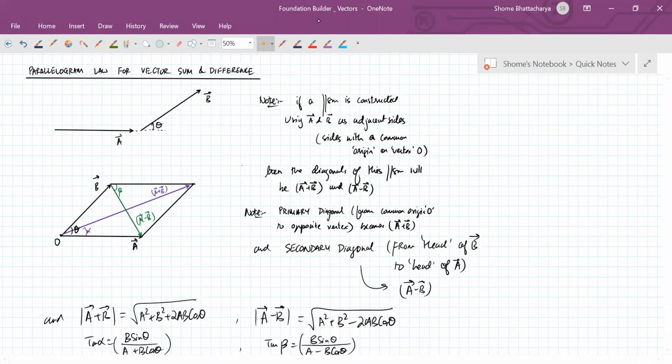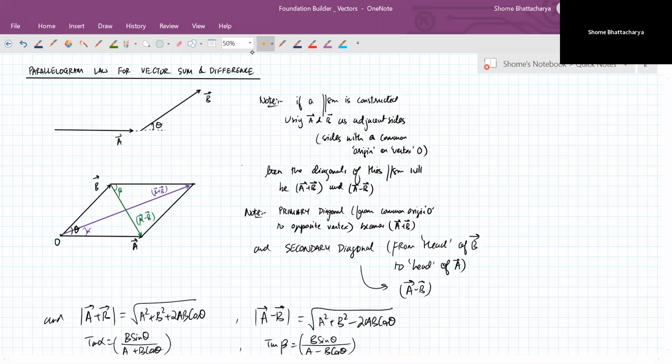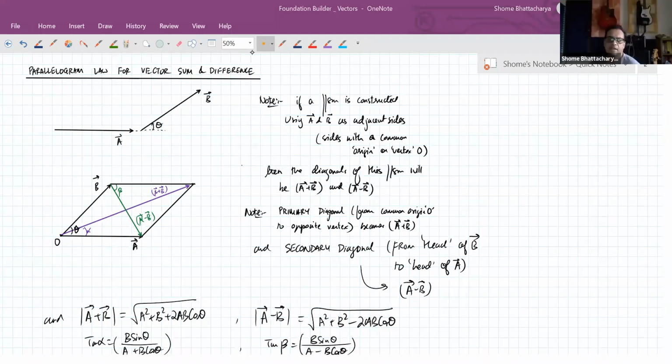So we will understand very soon that the parallelogram law is just the two triangle laws combined. In fact, next step I will show you that the parallelogram actually contains the two triangles that we've learned before, the sum triangle and the difference triangle.